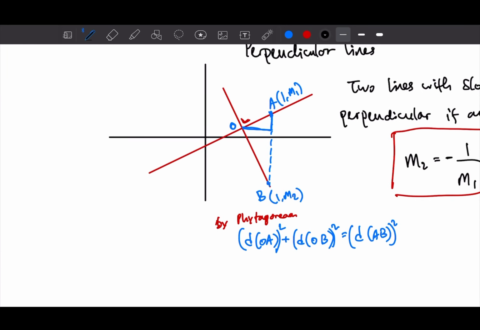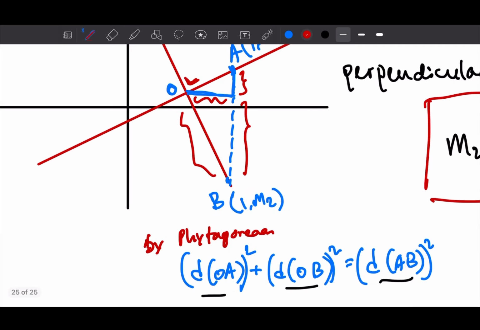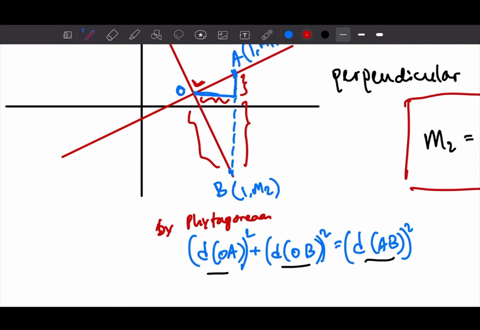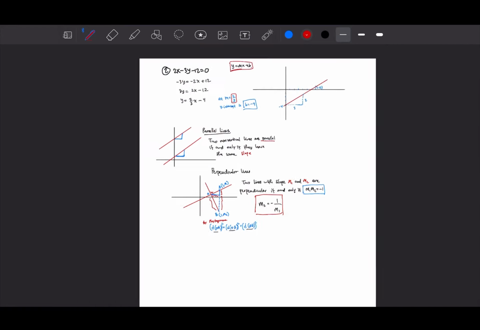So of course, how can we get the D? The D is from here and here and here and here, each of them. Okay? And then prove this and you will end up with this, relations between the slopes. Okay, I think that is the lines. Okay. That's all.